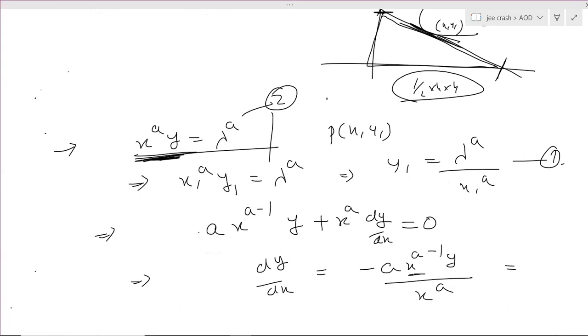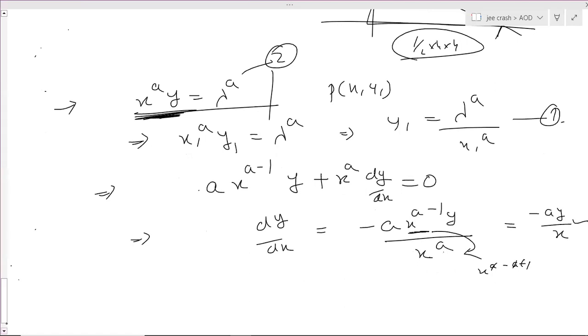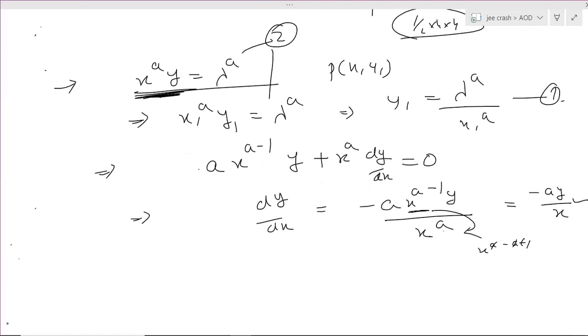So this term can go to the denominator. So x to the power a minus a plus 1. So in the denominator, it will just be x. So this is the slope of the tangent. So we can write the equation also. And the slope at x1, y1 will be dy by dx at x1, y1 will be minus a y1 upon x1.